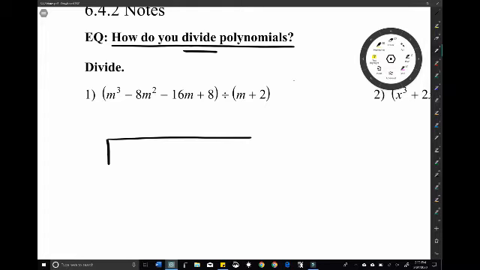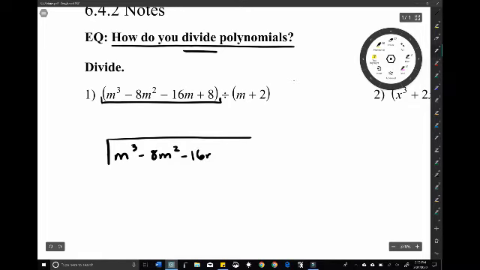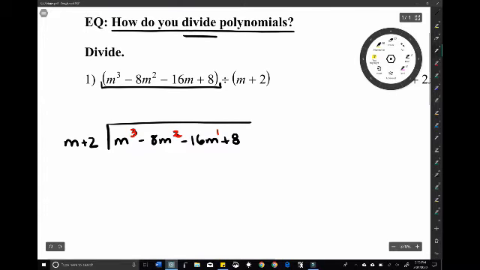Okay, we're going to have our larger bit inside here, so m to the third minus 8m squared minus 16m plus 8. And on the outside, we're going to write m plus 2. Okay, so we're dividing factors here, or we're dividing to find factors, essentially, of our polynomials. Now, a few things to note is we want this to be in order from 3 to 2 to 1 to our constant. We'll do some examples where we're missing terms, but that's the first idea.